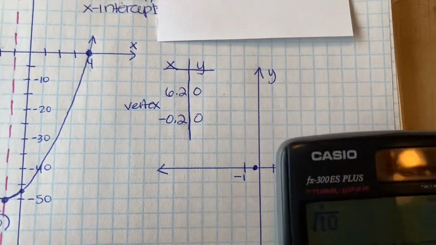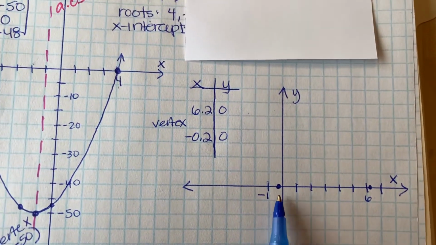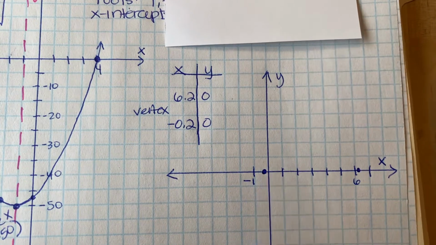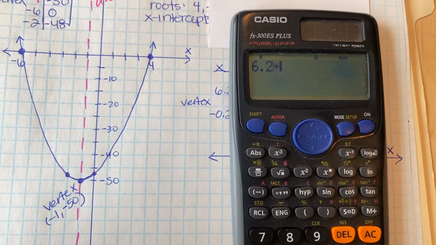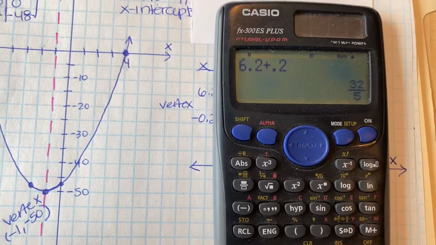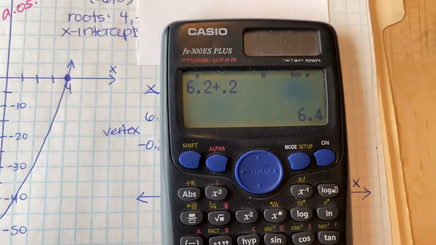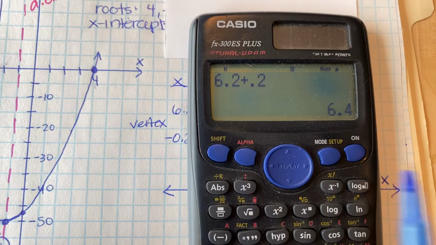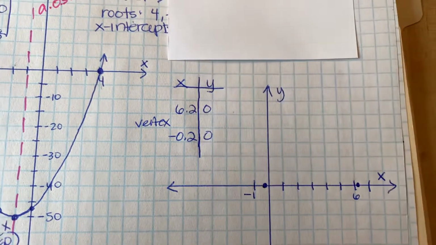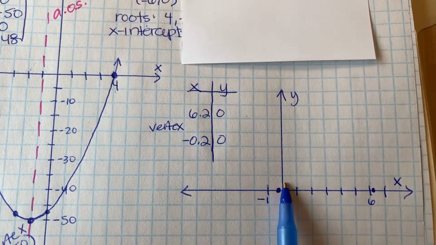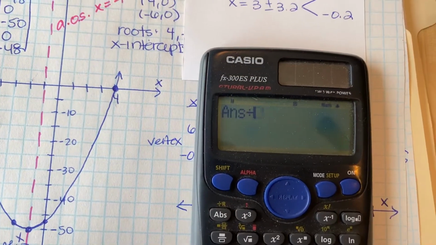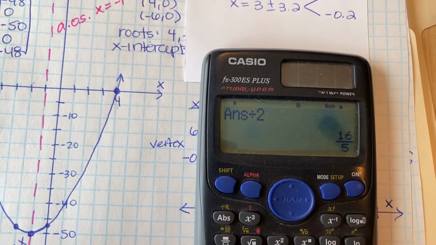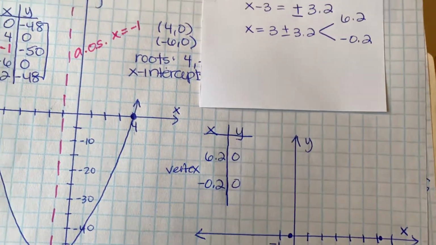Okay, now with decimals, because our two intercepts are on opposite sides of the origin, we can just add it up. So 6.2 plus 0.2 gives me 6.4. That's the complete distance between these 2 points. So this is 6.2, add another 0.2, that's 6.4. All right, divide that in half, so divide by 2, and I get 3.2.